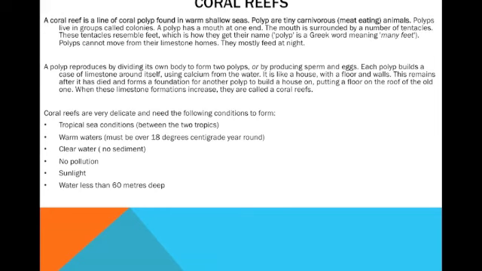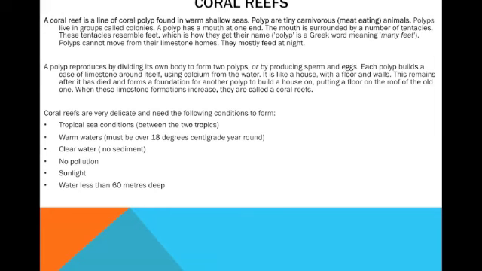Yeah, polyps can't move from their limestone homes. They mostly feed at night. A polyp reproduces by dividing its own body to form two polyps, or by producing sperm and eggs. Each polyp builds a case of limestone around itself, using calcium from the water. It is like a house, with a floor and walls. This remains after it has died and forms a foundation for other polyps to build a house on, putting a floor on the roof of the old one. When these limestone formations increase, they are called coral reefs.